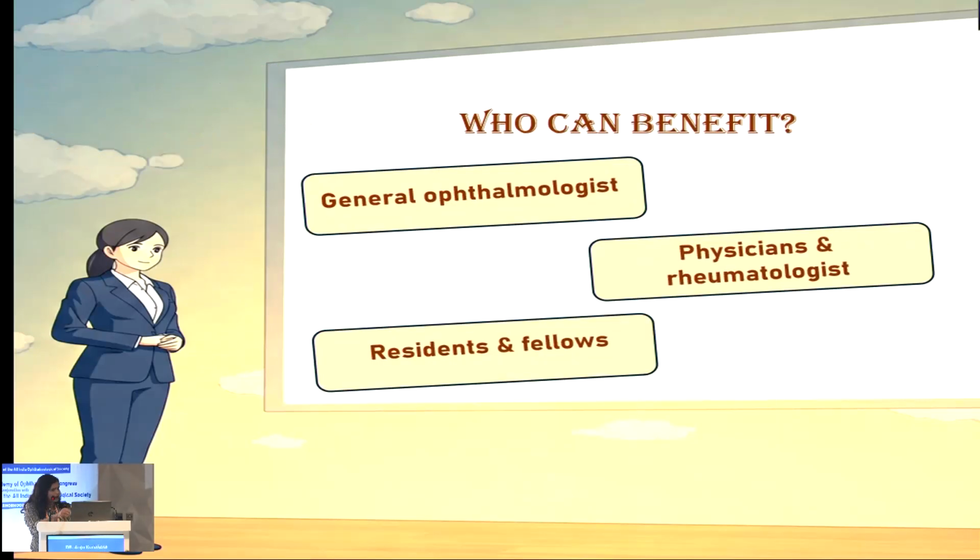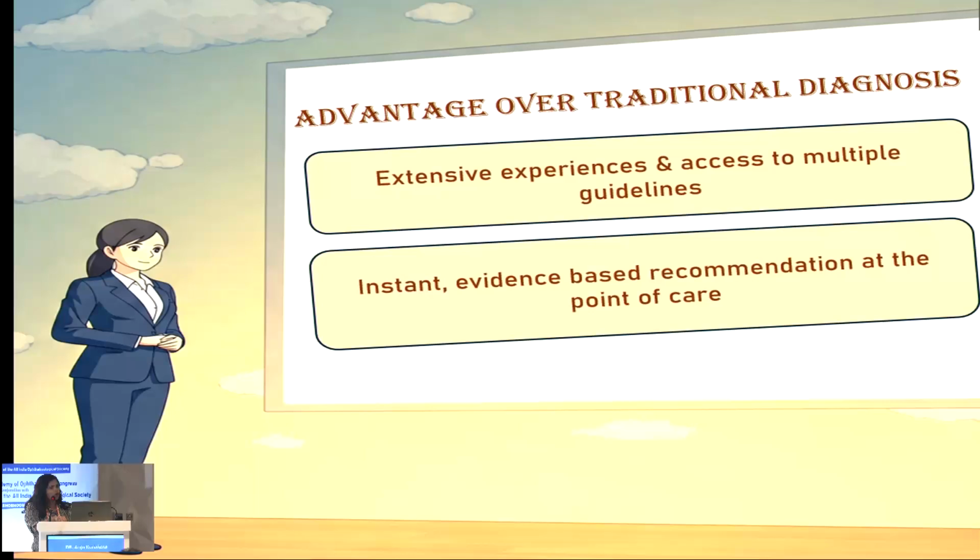So who can benefit from this? General ophthalmologists who don't have access to a uveitis specialist, residents and fellows, and physicians and rheumatologists who want to know more about uveitis in detail. So what is the advantage over the traditional method? The traditional method requires extensive experience and access to multiple guidelines, and this Uveoscope gives instant evidence-based recommendations at the point of care.